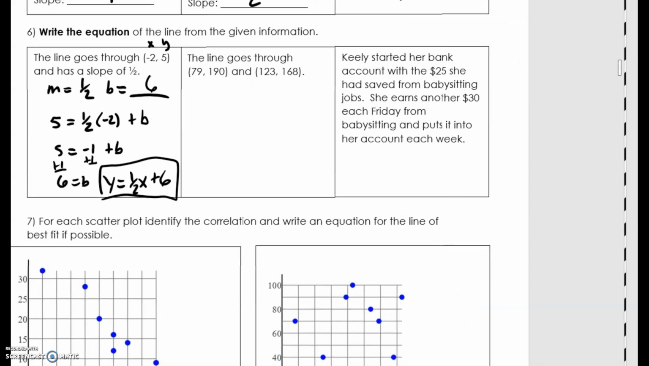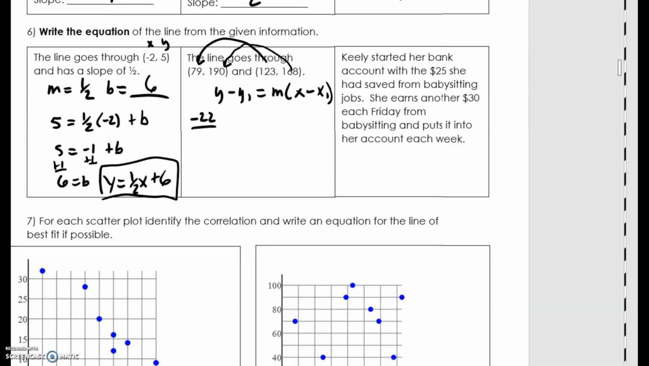Okay, on this question, I'll do the other equation. y minus y1 equals m times x minus x1. In order to use this equation, I still need the slope, and I don't have that. So I need to find the slope of the 2 points to start. 168 minus 190, that's going to be -22. And 123 minus 79, that's 44. -22 over 44 is -1/2.